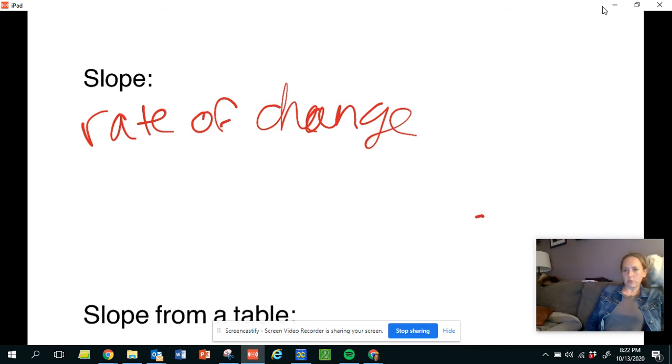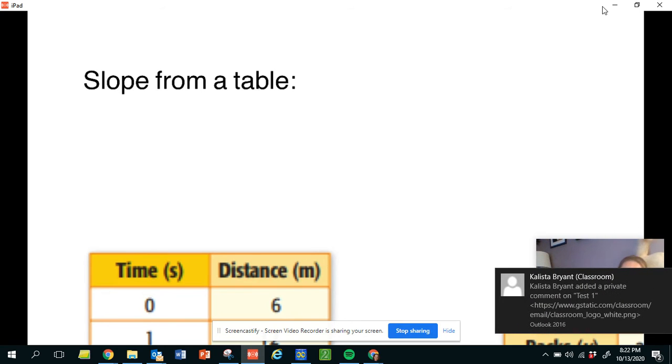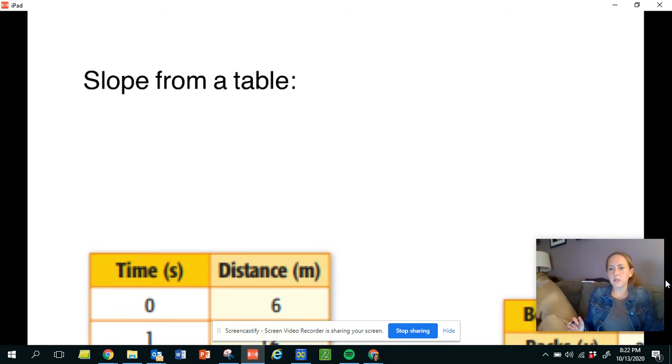This half of the week, we're going to be looking at two ways to find slope. The first one is slope from a table. Slope, like I said, is a rate, a relation, so it's a ratio. So it's going to be a fraction.